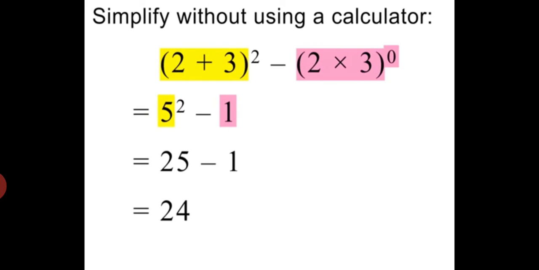Here 2 plus 3 whole square minus 2 into 3 whole to the power 0. We know 2 plus 3 equals 5, that means 5 square minus anything whole to the power 0 is equal to 1, so we don't calculate 3 into 2 equals 6 or something. Now 5 square equals 25 minus 1, that equals 24.